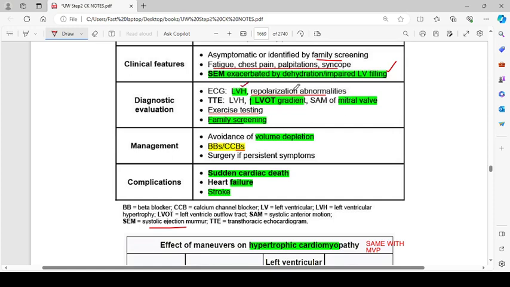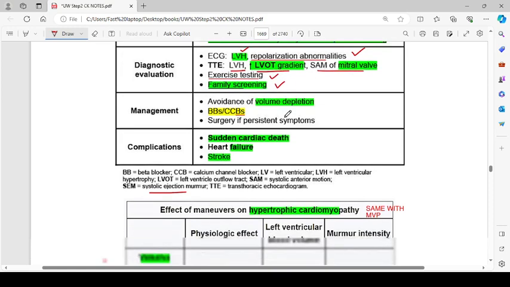Diagnostic evaluation is done with the ECG. ECG will show left ventricular hypertrophy and repolarization abnormalities. We have seen that. The transthoracic echocardiogram will show left ventricular hypertrophy, increased left ventricular outflow tract gradient, and systolic anterior motion of the mitral valve. We can perform exercise testing and family screening as well.